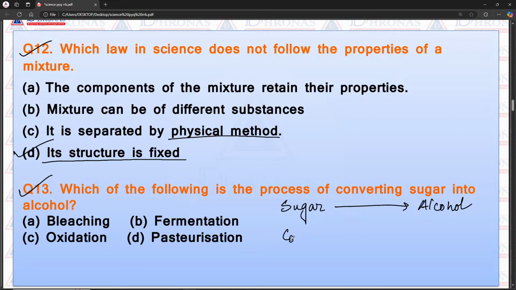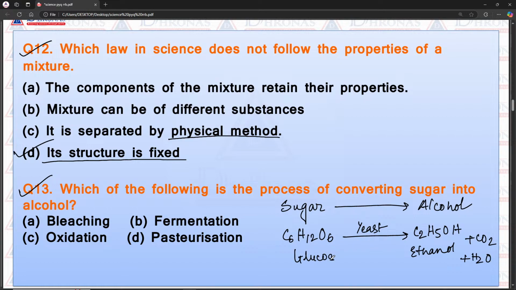Example, you can take glucose, C6H12O6. You can put yeast for the process and you will get C2H5OH. That means it is ethanol type of alcohol plus CO2 plus H2O, and it is glucose. So this process is actually a chemical change and this is particularly known as fermentation. This fermentation is also known as anaerobic respiration.